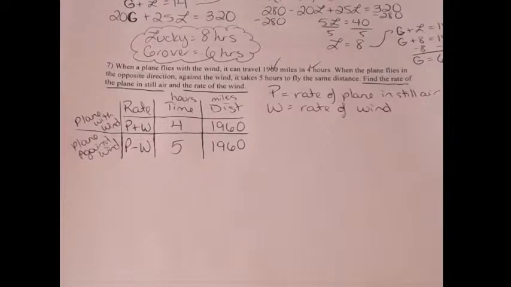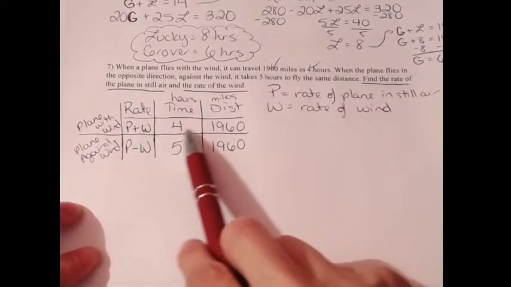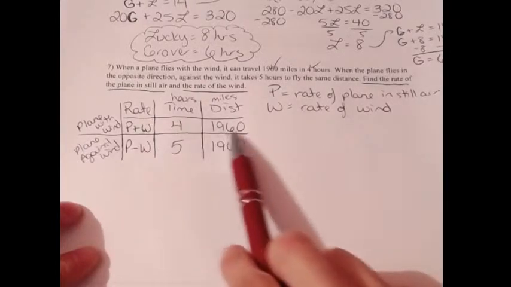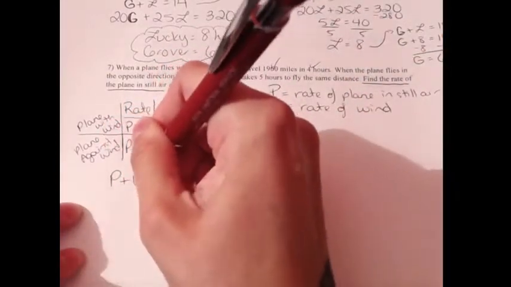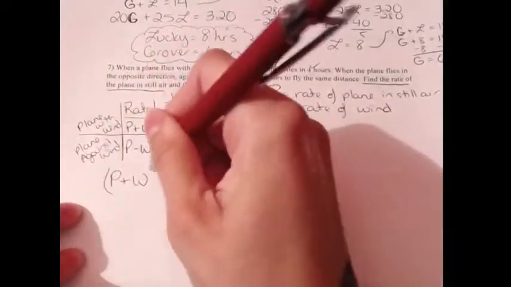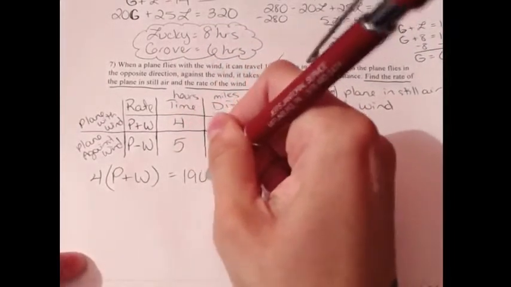Now we are ready to write our equations. You're probably thinking, but the whole thing is filled in. That's not a big deal. We've dealt with these before. If we want to write two equations, because we have two unknowns, we have to be very careful. Notice here for the plane with the wind, we can say its rate times its time is equal to distance. So in this case, your formula is going to be rate, which is P plus W, times the time, which is 4. And I like placing the 4 in front. It's always helpful to put the coefficient in front. And that's equal to distance. Rate times time equals distance.